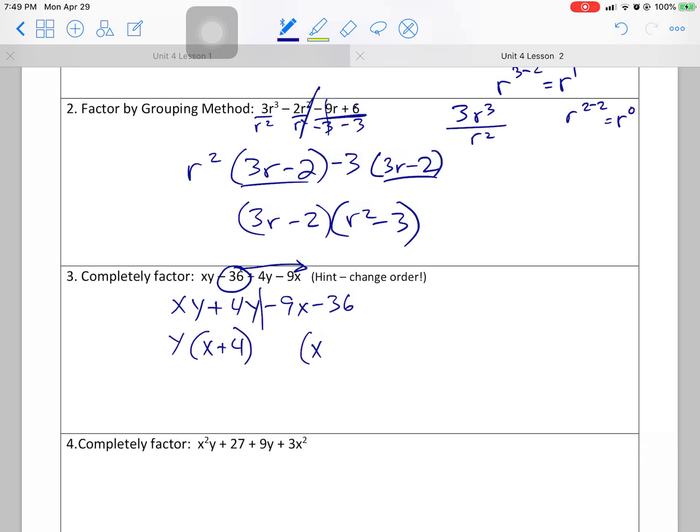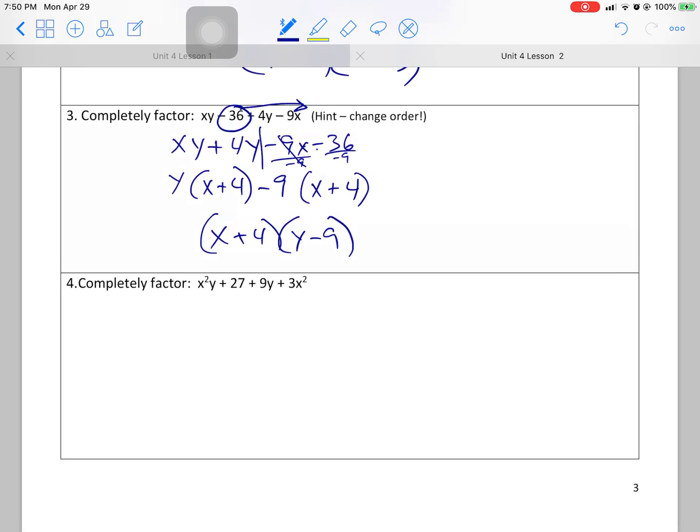If you go over here, can I make this look like x plus 4? Well, double negative. Let's see, if I take out a negative 9, that'll work, right? That leaves an x here, and a negative 9 into a negative 36 is a positive 4. So that's what they have in common, and that's what's left.